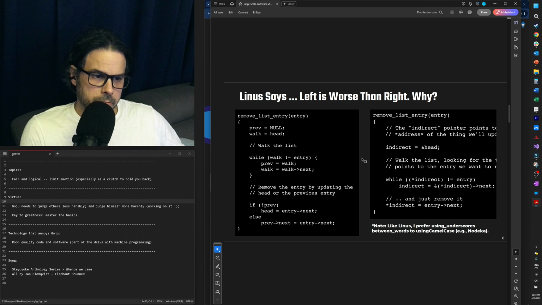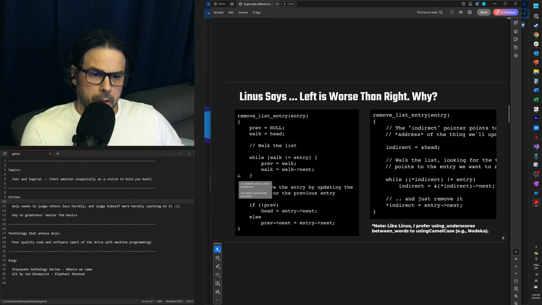There's no special case. All the code follows the same logic. If it's the head node, if it's anything in the list, or if it's the tail node, it's the same logic every time.